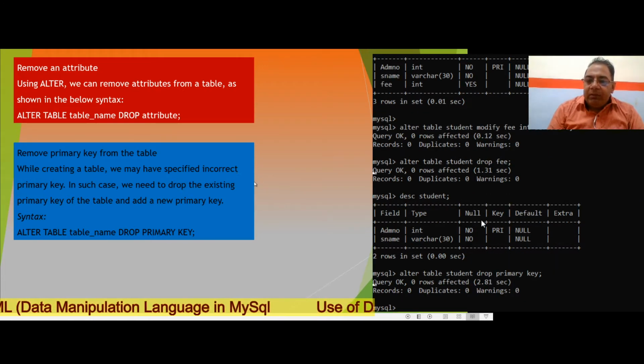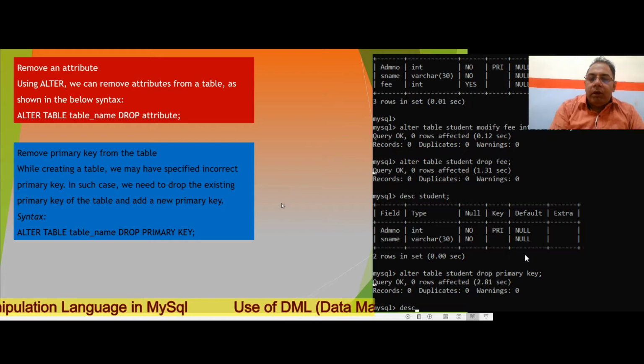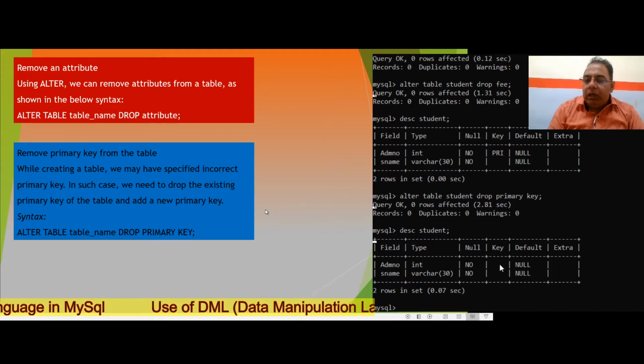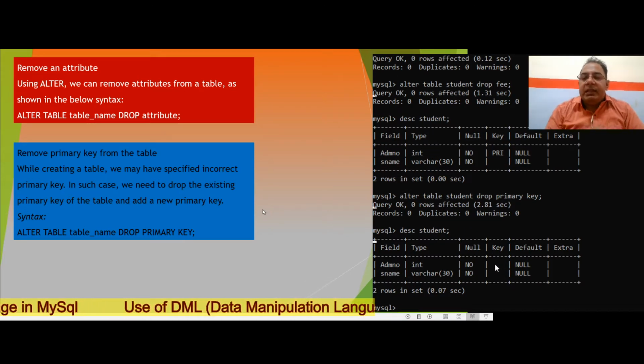In the previous section the primary key was there on the attribute, but now if we want to get the structure of the table again, the primary key is not there. So we can say that we can also delete or remove a primary key from the table if it is required by the user.